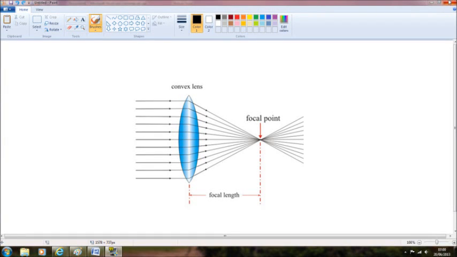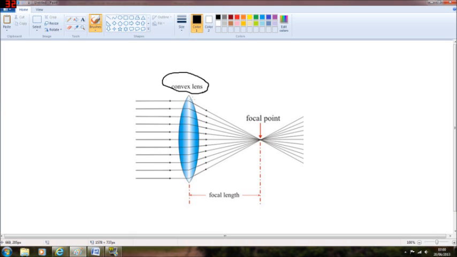Hey guys, today I'm going to be telling you about converging lenses. So the first thing you need to know about a converging lens is that they are all convex. This just means that the lens gets fatter going towards the middle.